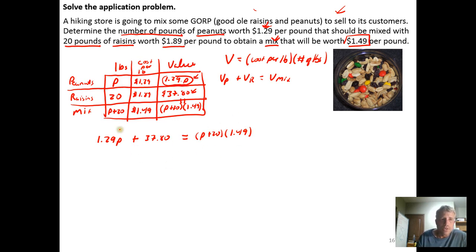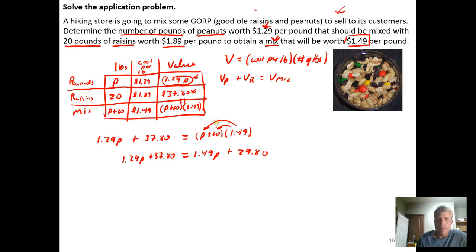And I want to notice that this gives me a single variable P linear equation. So now I can solve it. I'm going to take the $1.49 and distribute it into the parentheses using the distributive property. So I get $1.49 times P plus $1.49 times 20, which is $14.90 twice, which is $29.80. And then I'll bring down the rest of my stuff, 1.29P plus the 37.80.